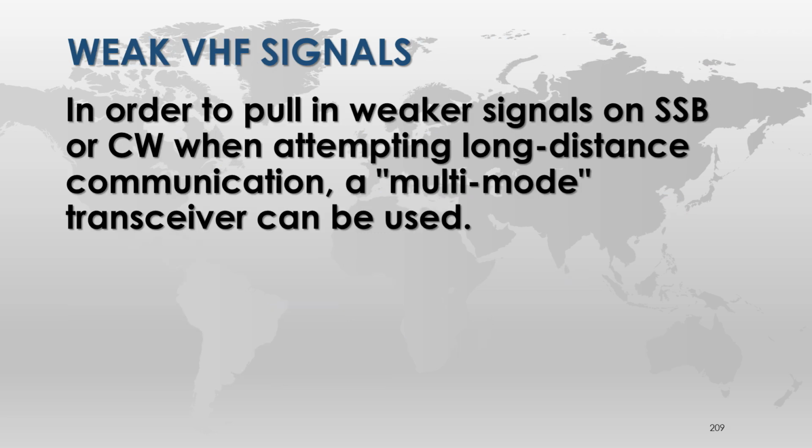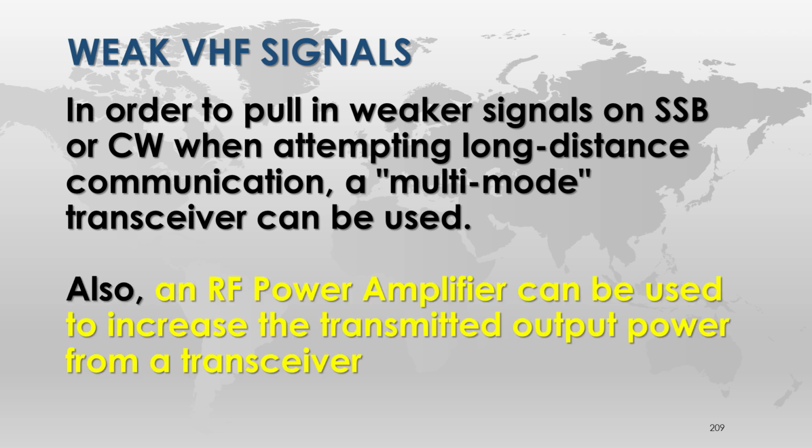Okay, weak VHF signals. In order to pull in weaker signals on single sideband or CW when attempting long-distance communication, a multimode transceiver can be used. Also, now this part maybe, an RF power amplifier can be used to increase the transmitted output power from a transceiver. Do you really want to do that? Talking about weak signal, single sideband.